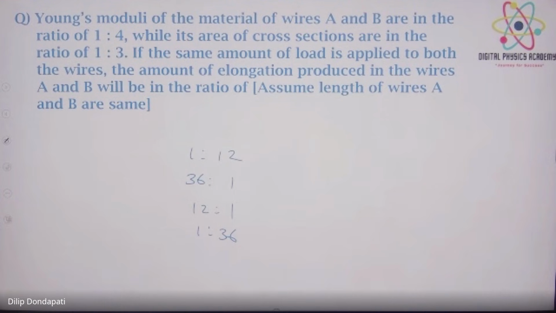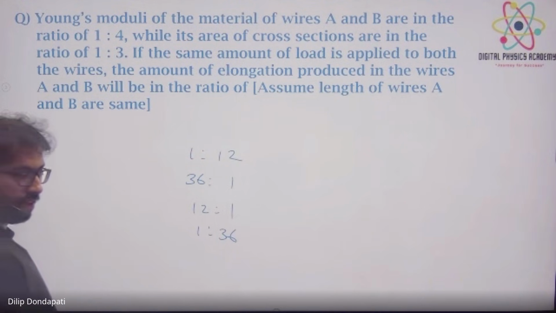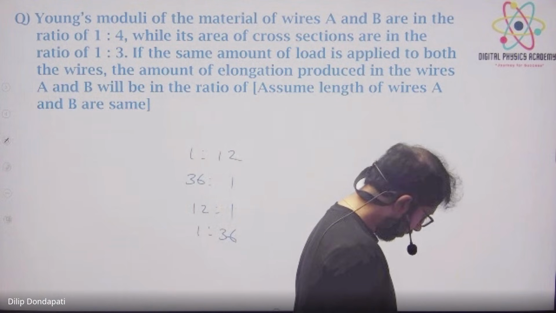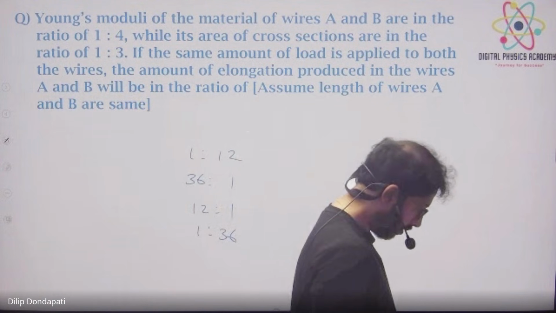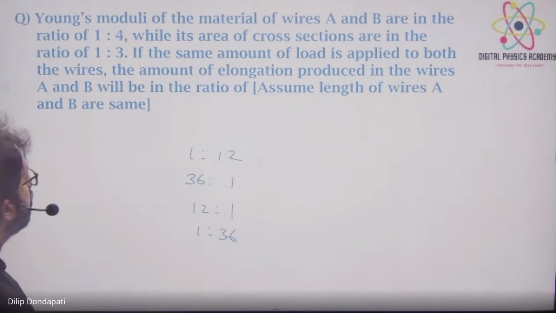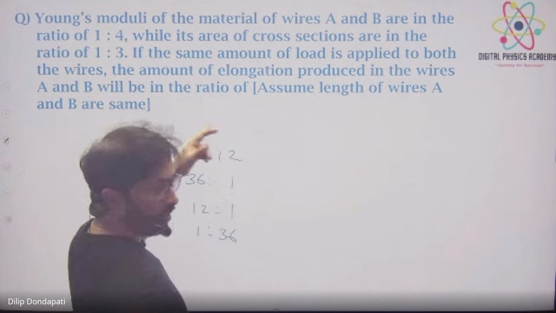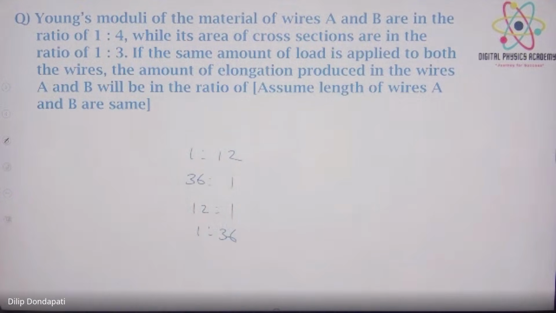Young's modulus of A and B is given. Areas are given. The same load is applied to both wires. The amount of elongation of wires A and B, the ratio of delta L. Length will also be the same. He has given that the same amount of load is applied in both wires. Assume the length of wires A and B are the same, he has said. Okay, sir.